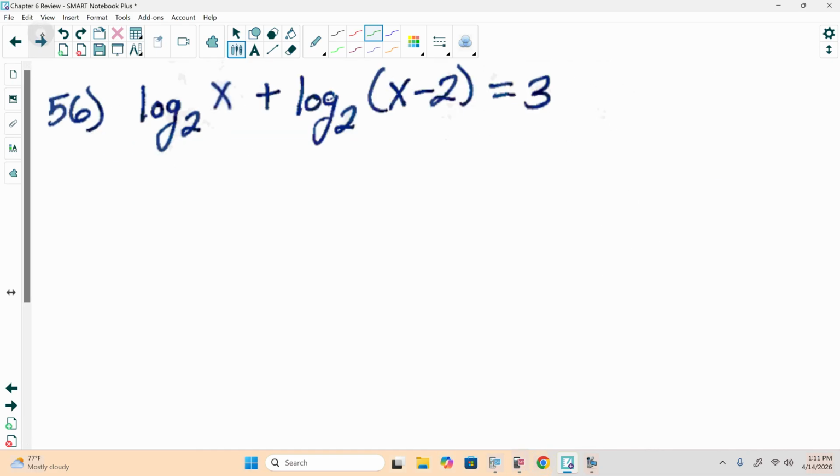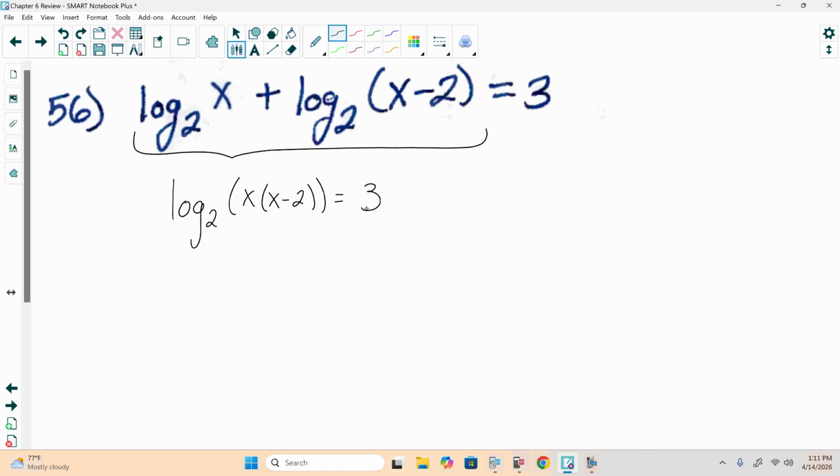All right. We're going to look at 56. Now, 56, the big thing with it is we have 2 logarithms that are being added together. For us to be able to solve, I need this as a single log. Whenever we have 2 of the same log being added together, we can rewrite it as a single log with what's inside being multiplied together. So log base 2 of x plus log base 2 of x minus 2 can be rewritten as log base 2 of x times x minus 2.